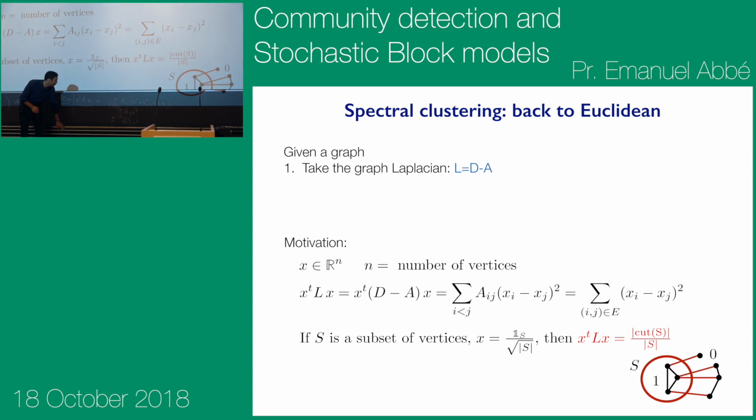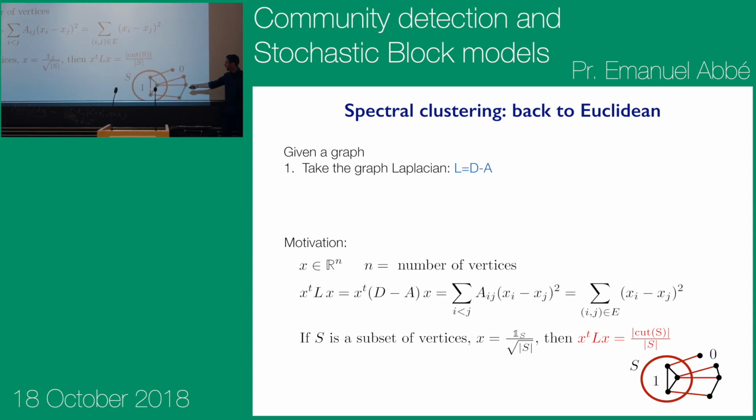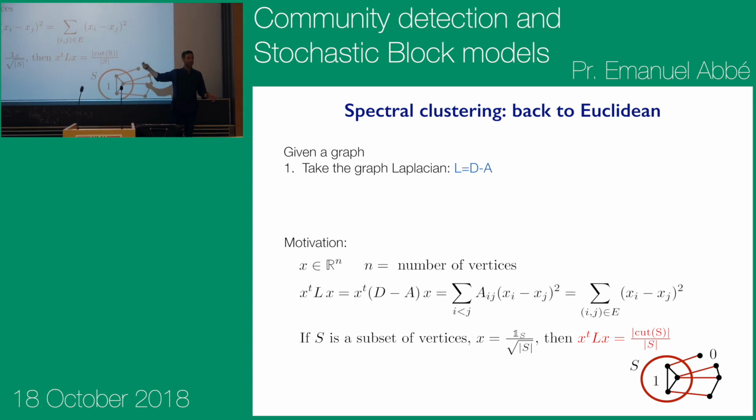And this will happen for every edge such that i and j are not in the same set. You can see the picture here. Because if you have two vertices that are both in the set, then you have 0 contribution. But if you have one inside, one outside, then this will contribute 1 over |S|. So this is counting what's called the cut of S, the number of edges that are crossing from inside the set to outside the set.